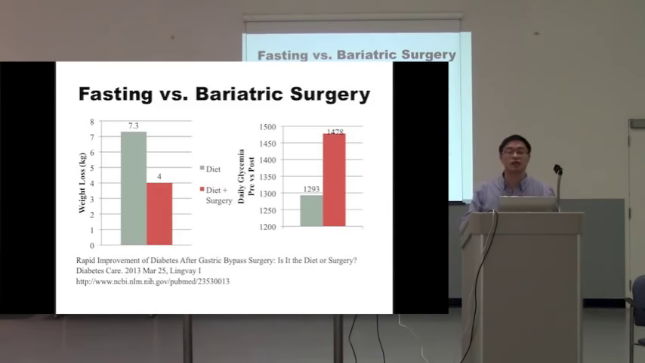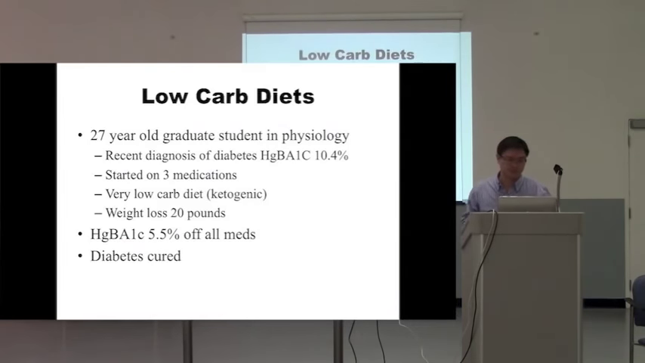Which is very interesting. That means they're almost equivalent. And a third case is somebody I met, a 27-year-old graduate student in physiology. She was diagnosed with diabetes with a hemoglobin A1C of 10.4%, which is quite high. Her doctor immediately started her on 3 medications, but she didn't want to take that. So she dug through the internet and decided to put herself on a ketogenic diet, which is an extremely low carbohydrate diet.